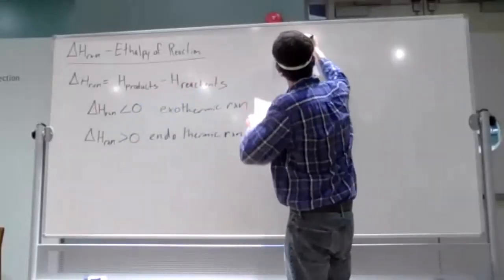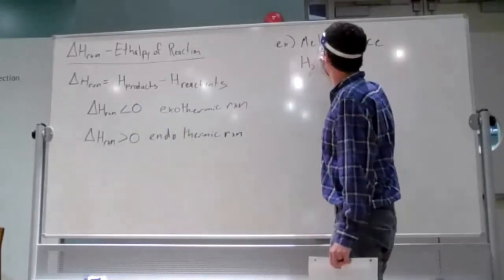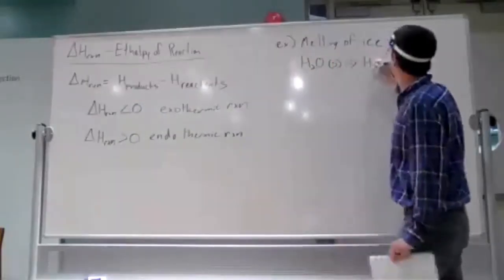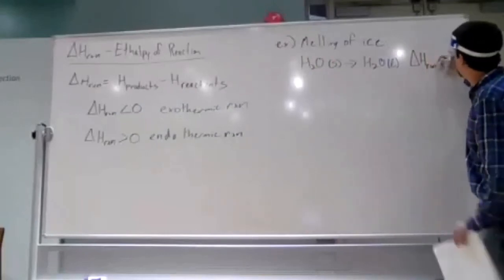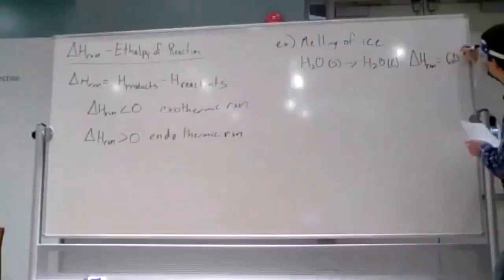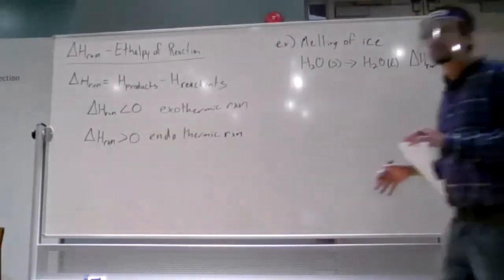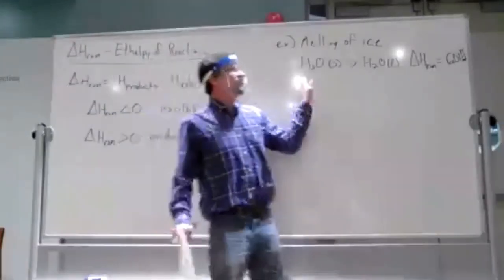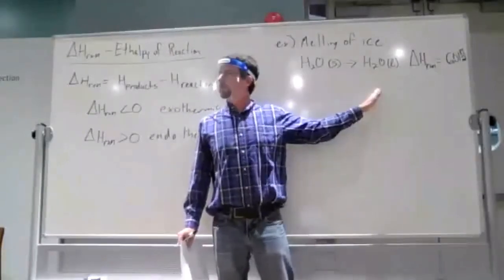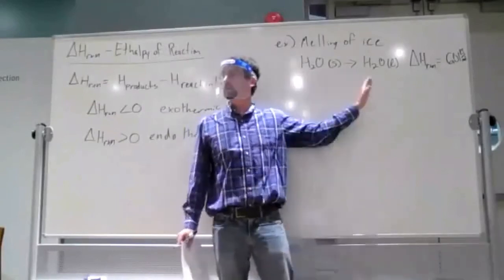So let's consider melting of ice. We're going from H2O solid to H2O liquid. If you look up the delta H of the reaction, the magnitude is equal to 6.01 kilojoules per mole. What about the sign? Is this going to be an endothermic process or an exothermic process? Does ice need to take in energy or give off energy to become a liquid? Endothermic? It has to take in energy to go from this point to this point.